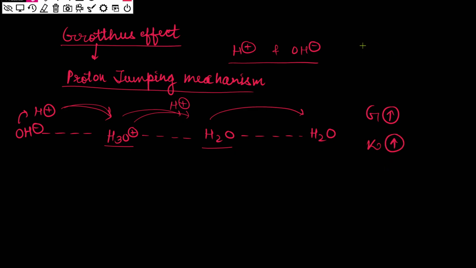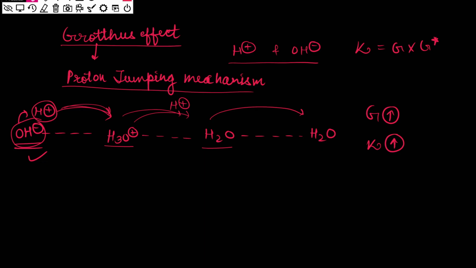Why? Because conductivity is nothing but G multiplied by G star. OH minus is also conducting because it is acting as a partner in the relay race. It is passing this baton from one person to another and hence it is also contributing to the overall conductance and the conductivity. This is what we call the Grotthuss effect.